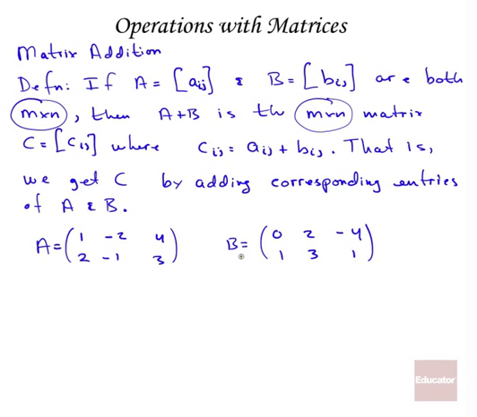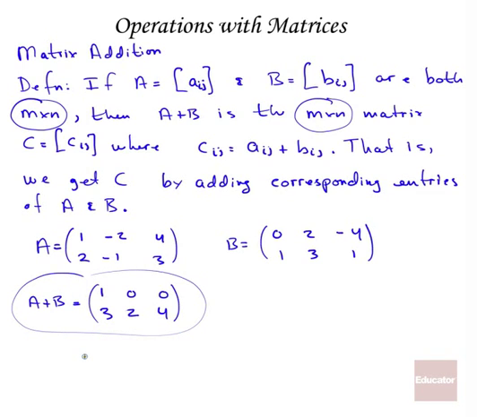So in this case, we have A plus B. I just add corresponding entries. 1 plus 0 is 1. -2 plus 2 is 0. 4 minus 4 is 0. 2 plus 1 is 3. -1 plus 3 is 2. 3 plus 1 is 4. And now I have my A plus B matrix. Just add corresponding entries. Nice and easy. Basic arithmetic.